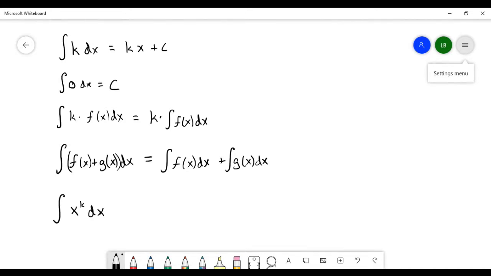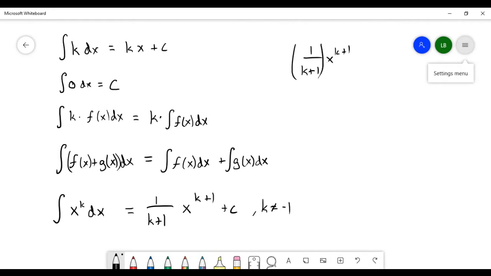If you have the integral of x to some power of k, you can say that's 1 divided by k plus 1 times x to the k plus 1 plus c, provided that k is not equal to negative 1. And you can see if we actually took the derivative of this, 1 over k plus 1 times x to the k plus 1, well, this 1 over k plus 1 is just a constant. So we leave that alone.